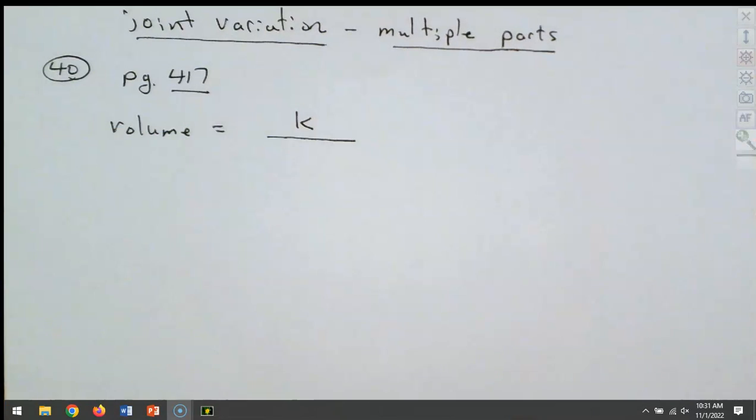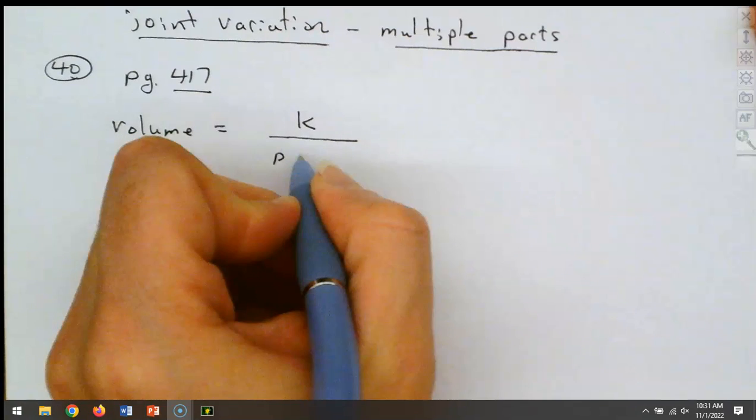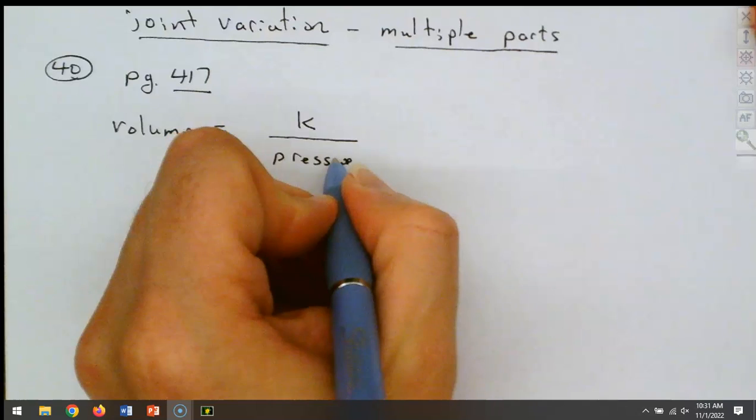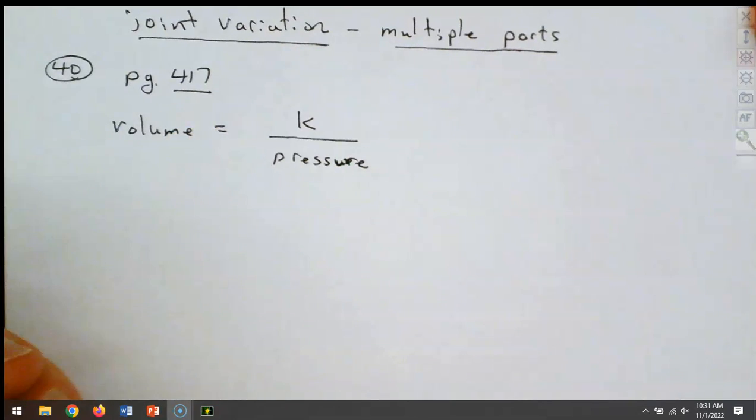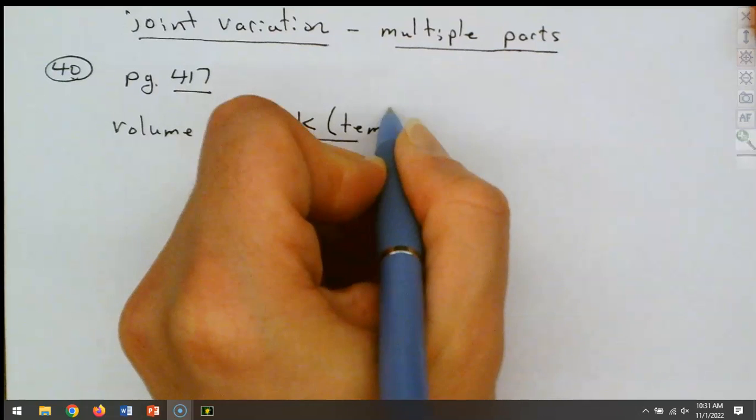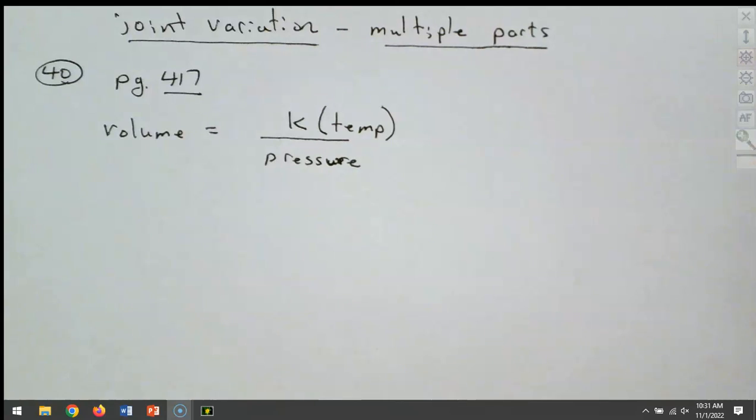Okay, and it says it varies what? It varies inversely as the pressure. So that means the pressure goes below. And directly as the temperature. So the temperature goes on the top. So that's our formula. So the volume is going to equal K times the temperature, because that's direct variation, divided by the pressure, because that's inverse variation.